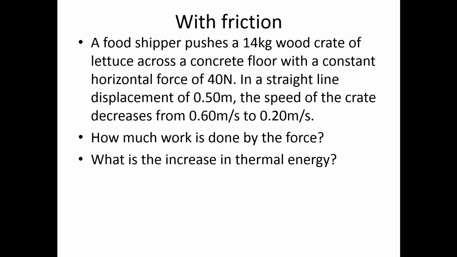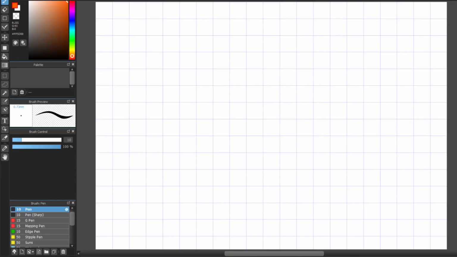Let's get started. Let's start with the information that we do know. The force applied by this person is 40 newtons. The mass of the crate is 14 kilograms. The displacement is 0.50 meters. And the angle is going to be 0, as both the force and the displacement are facing the same direction.